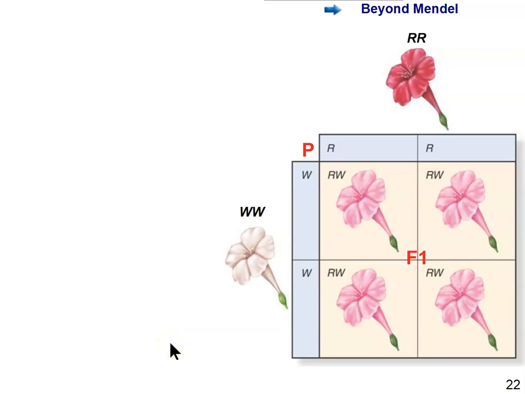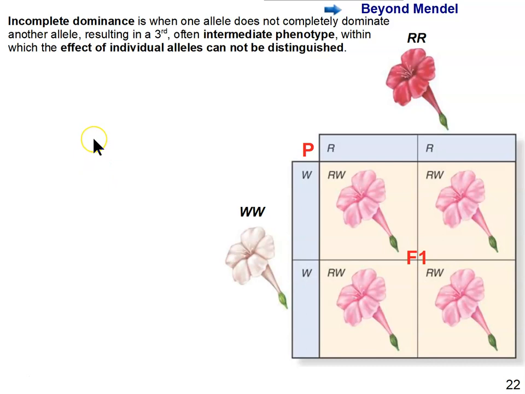All right, now that you know who Gregor Mendel was and what he did and what he discovered, it's time to go beyond Mendel and look at what's been discovered since his discoveries. And one thing is this phenomenon known as incomplete dominance, where one allele does not completely dominate over the other allele.